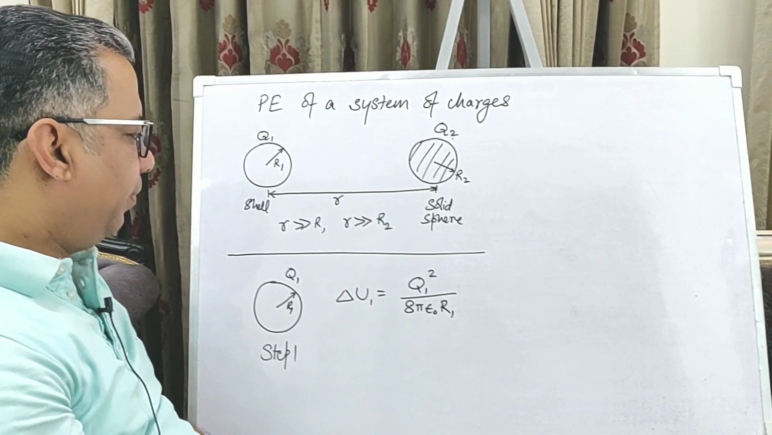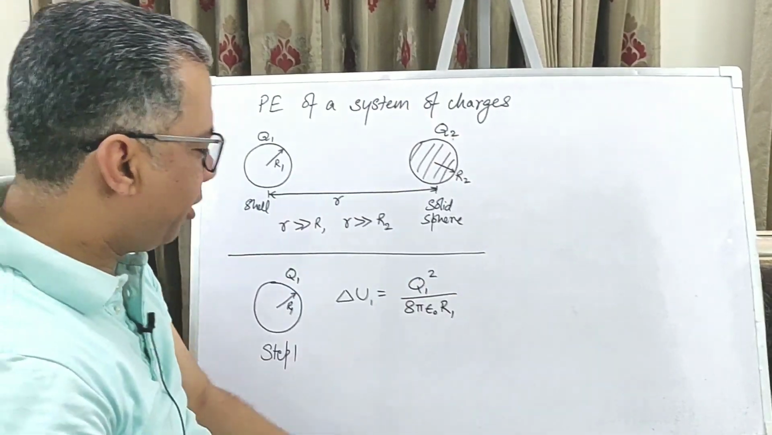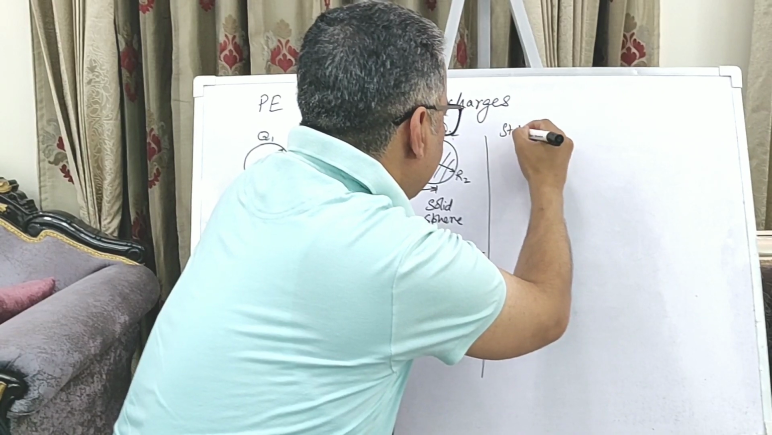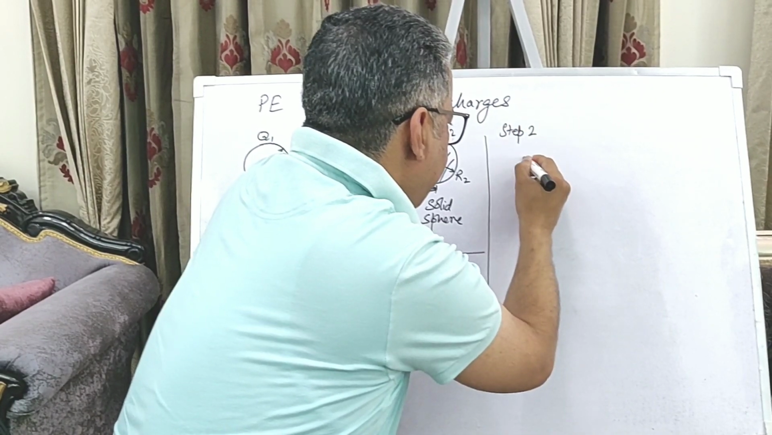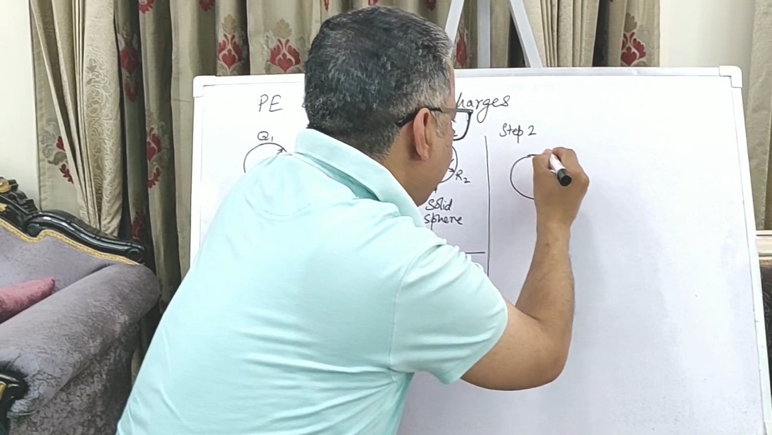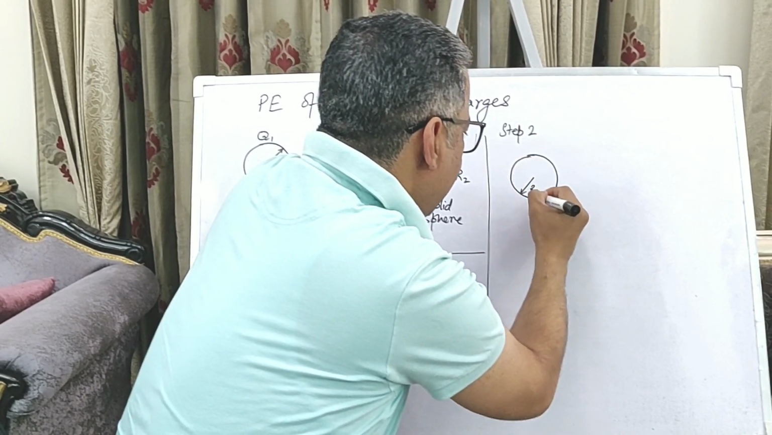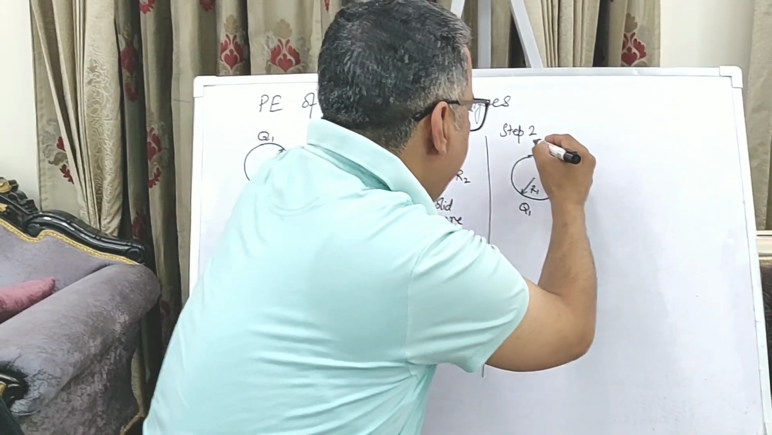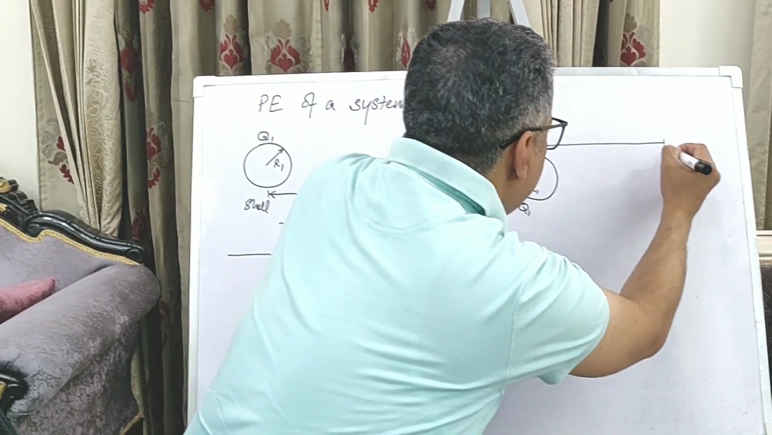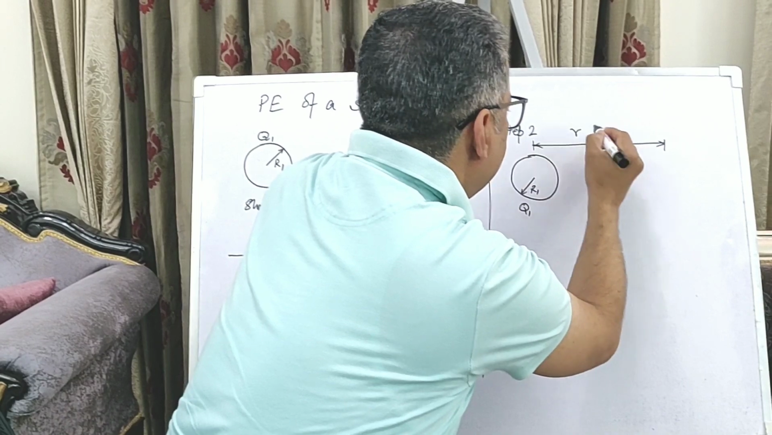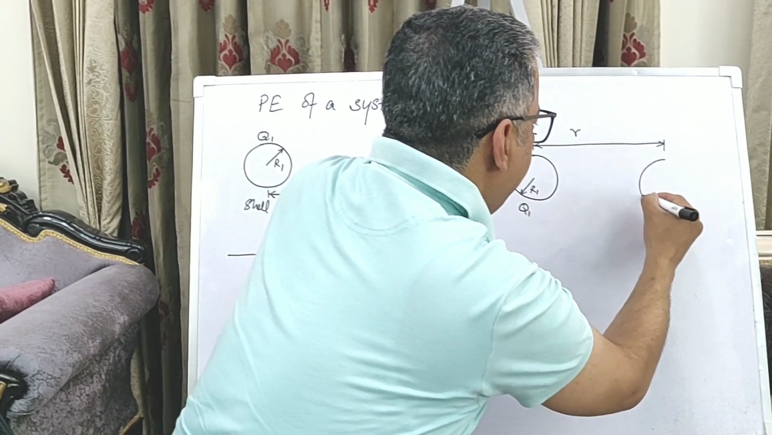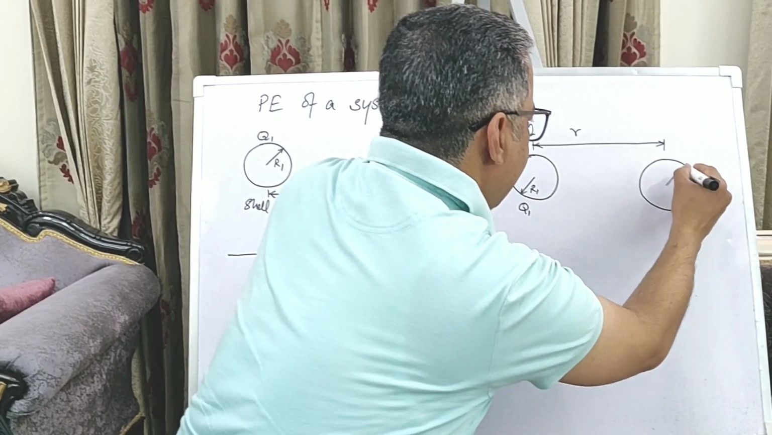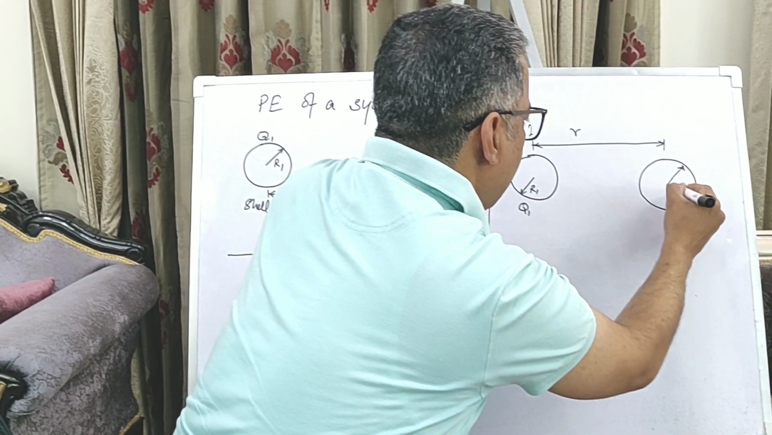Let's move on and assemble the second charge now. Now in step 2, the first charge, the shell of radius R1, is already there. Now we are bringing in at a distance r a solid sphere carrying a charge Q2 and having radius R2.